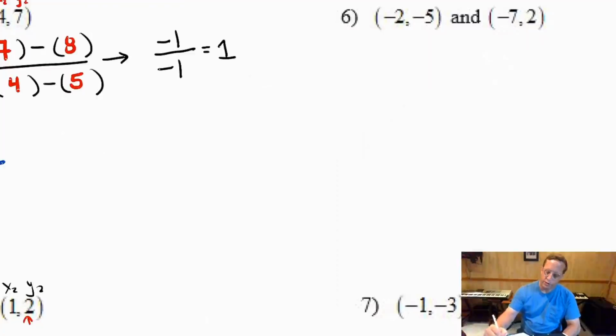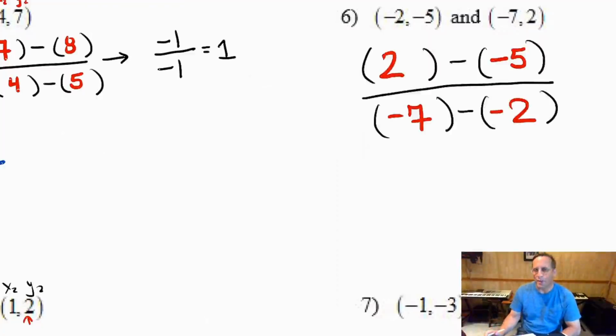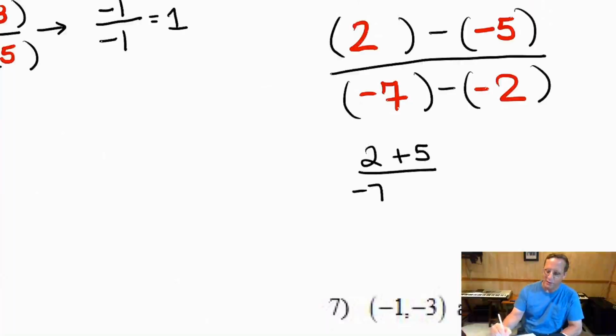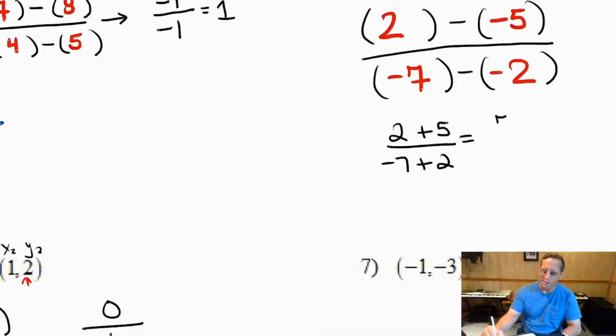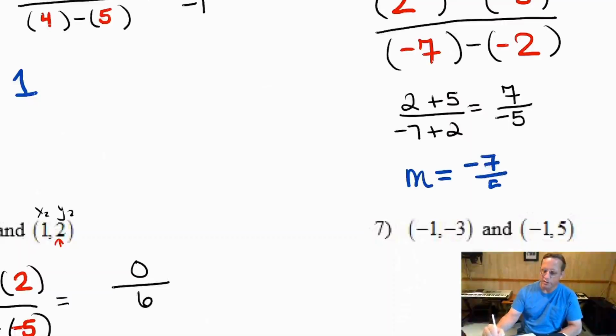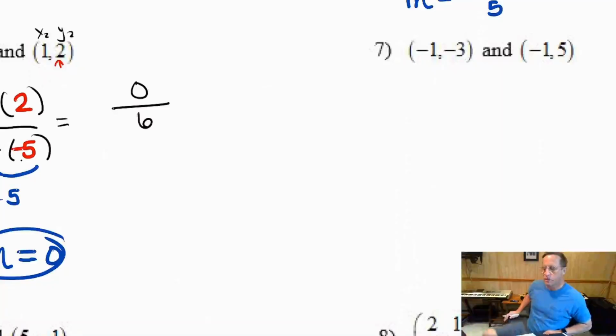For number 6, we've got 2 minus -5 over -7 minus -2. If we clean this up just a bit, we've got 2 plus 5 in the numerator and -7 plus 2 in the denominator. 2 plus 5 is 7, and -7 plus 2 is -5. There's your slope. That cannot be simplified anymore, so it's just going to be -7/5. And that negative can go anywhere.